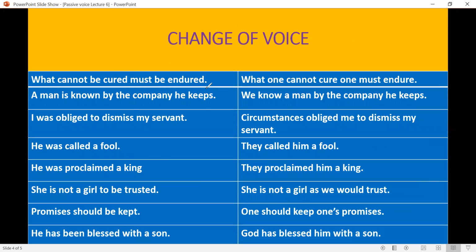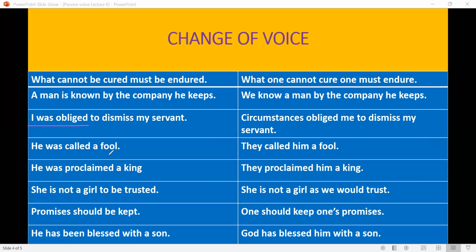"What cannot be cured must be endured." This is passive voice. We will make an active voice: what one cannot cure, one must endure. "A man is known by the company he keeps." We know a man by the company he keeps. "I was obliged to dismiss my servant." Something forced me to take this decision. And what is that thing? Circumstances. Most probably, circumstances obliged me to dismiss my servant.